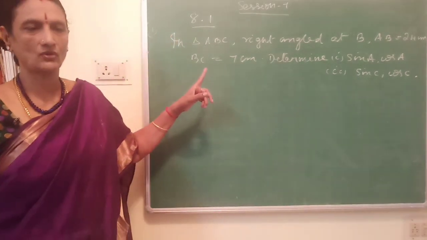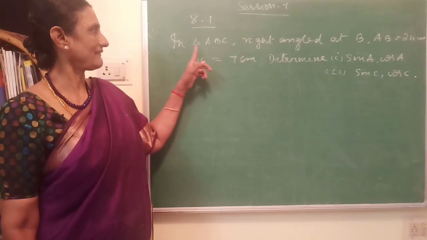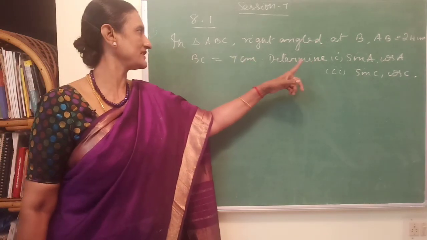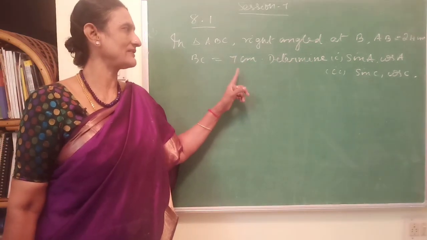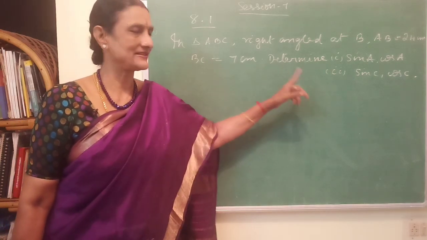You want some time to copy down the sum? You can take it. Once again, I'll read it. In triangle ABC, right angled at B, AB is equal to 24 cm, BC is equal to 7 cm. Determine sin A, cos A, second, sin C, cos C.